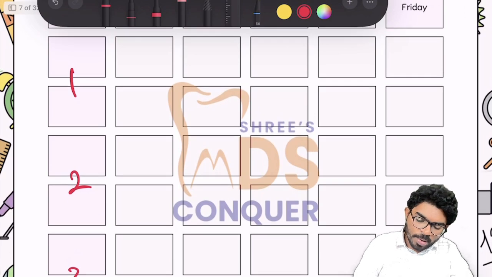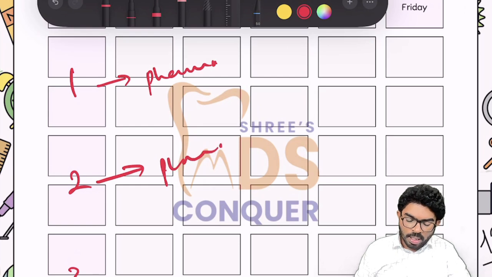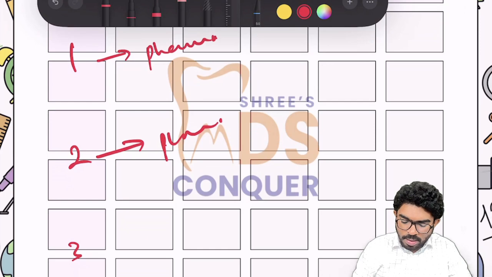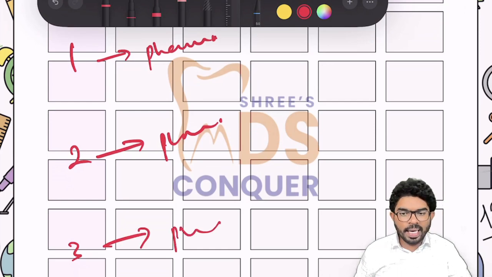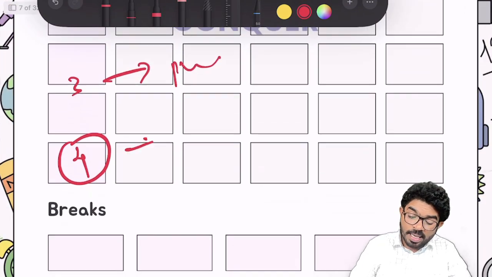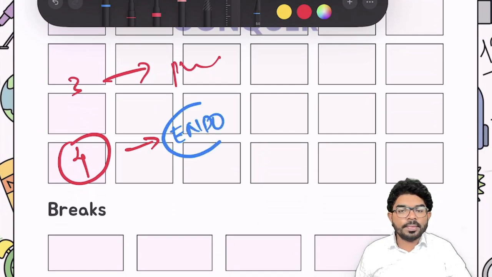The first slot I'm going to give to pharmacology, the second slot to pharmacology. Now I feel pharma is tough, so I'll give the third slot also to pharmacology. So in a day, I have the 4th slot left over. The easy subject I will add is endo. If I'm not done with endo, I'll start with endo.